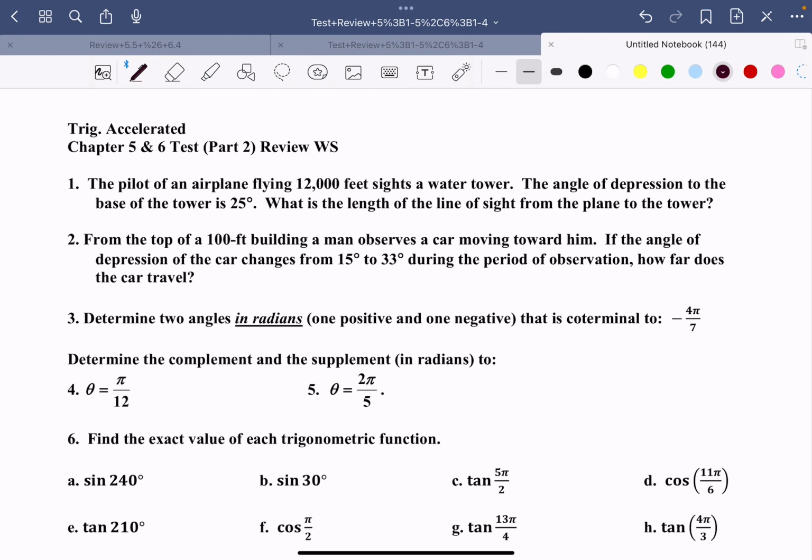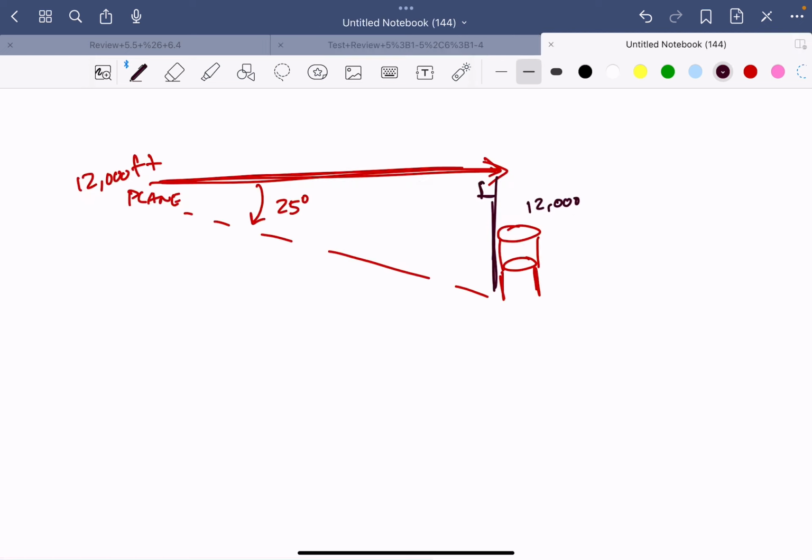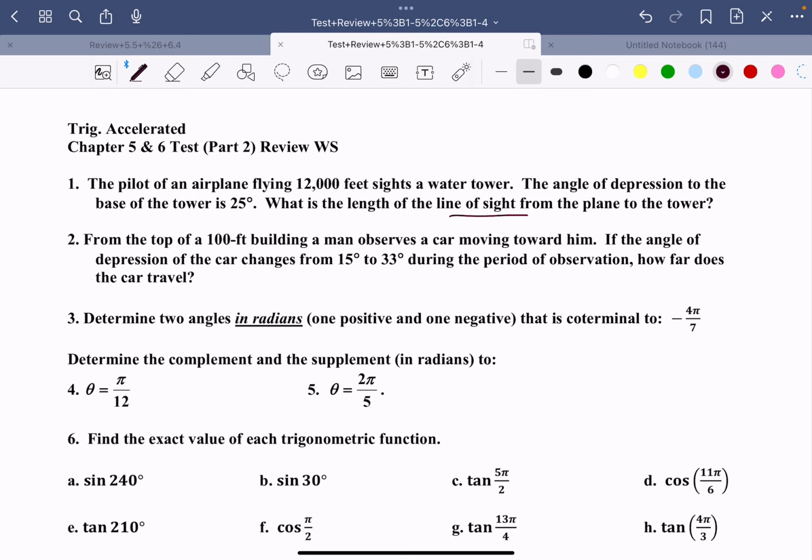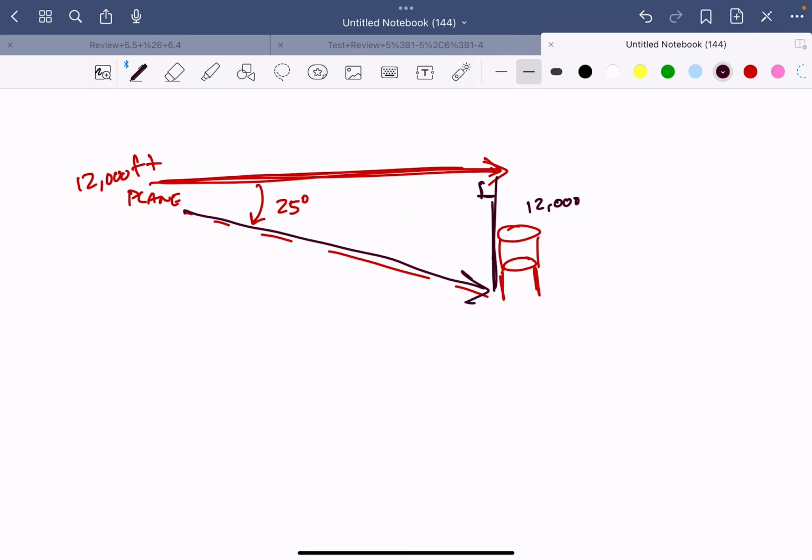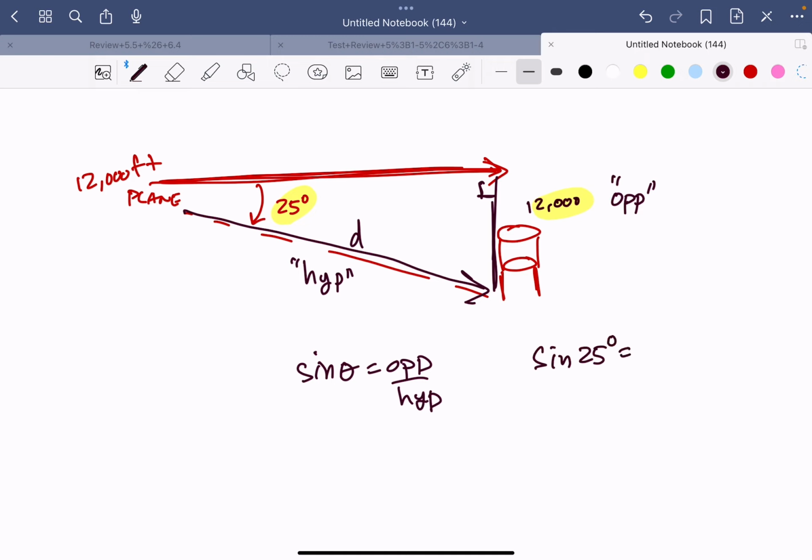And you want to find the length of the line of sight. Line of sight means, as I look to the bottom of the tower, what is this distance d? You're trying to relate an angle to its opposite, and since it's opposite the right angle, it's going to be our hypotenuse. From SOHCAHTOA, I know that sine is opposite over hypotenuse. So the sine of 25 degrees is equal to the opposite over the hypotenuse, which we're going to call d.